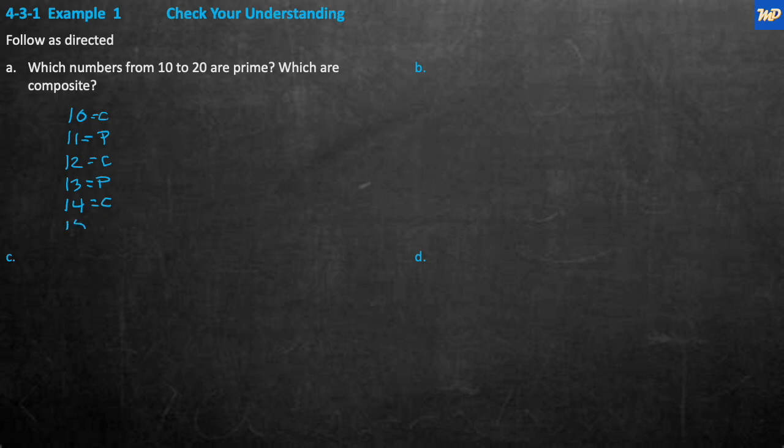How about 15 here? 15 is divisible by 3 and 5, so we know it's composite. How about 16? 16 is even, so it's composite. 17. 17 is not divisible by anything but 17 and 1. It is prime. And 18 is even, so it's composite. 19 is not divisible by anything but 19 and 1, so it is prime. And 20 is even, so it is composite.